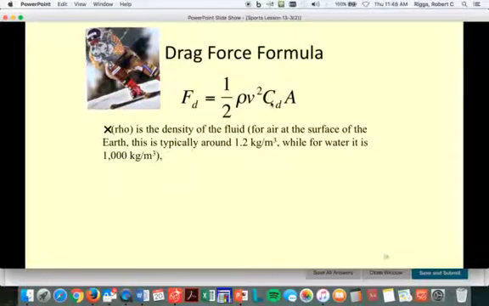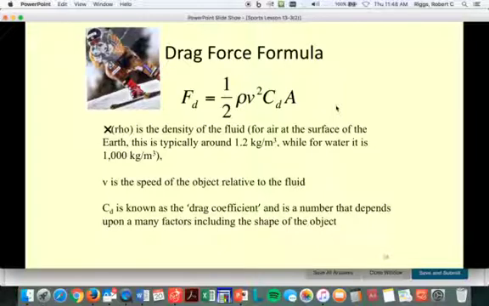The coefficient of drag, which is a number that they came up with, I decided was 0.6 based on looking up documents on the coefficient of drag of a human skier, because they do studies on this stuff. There's a lot of money involved in this. And then the surface area, the front surface area of the skier. V is the speed of the object in the fluid. CD is known as the drag coefficient. A is the front end cross-sectional area.